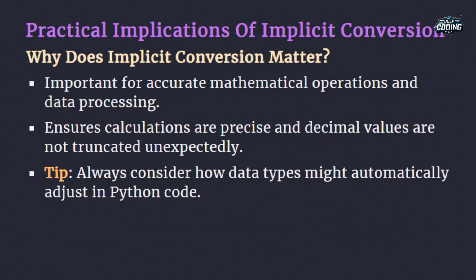And understanding this behavior is crucial when performing mathematical operations in Python, especially in data processing, scientific calculations, and anywhere else where precision is important. This implicit conversion ensures that calculations yield accurate results without any unexpected truncation of your decimal value. So please keep this in mind. You don't need to do anything, but you should be aware why something is happening behind the curtain.